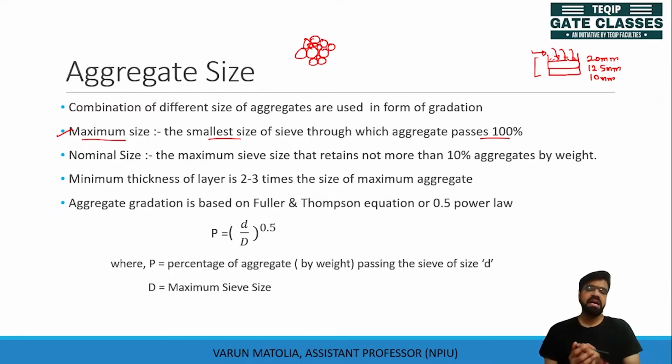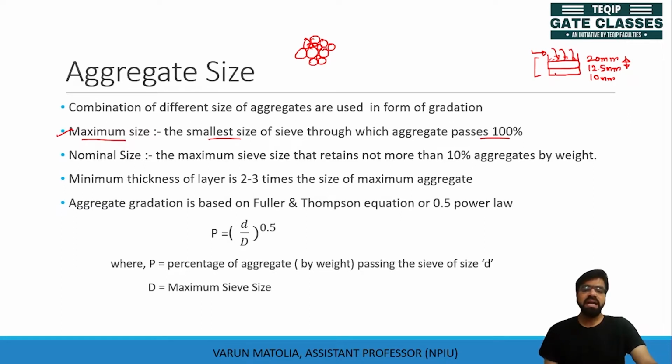So can we say that the maximum size of aggregate present in that gradation is 20 mm? No, because we have to check the sieves below it. Then we checked the sieve which is of 12.5 mm opening size. We saw there is no aggregate present on this sieve either. So 20 mm size is not the maximum size because no aggregate is present between 20 mm and 12.5 mm.